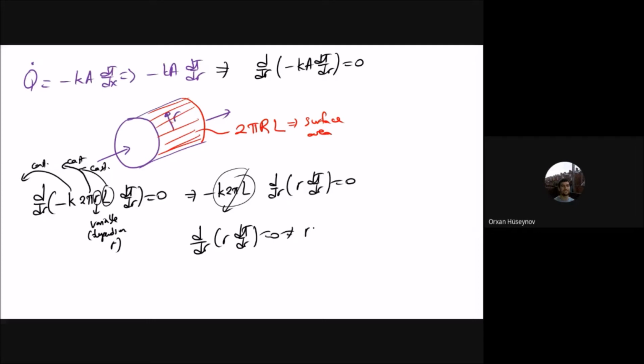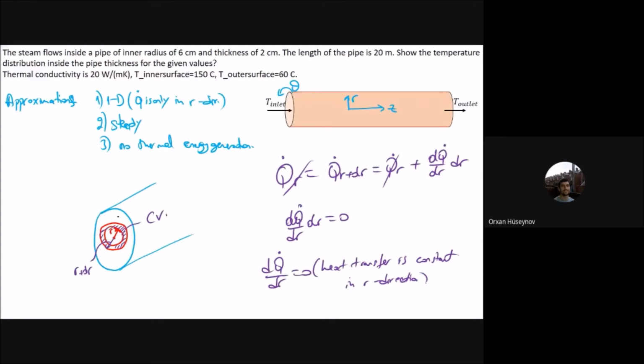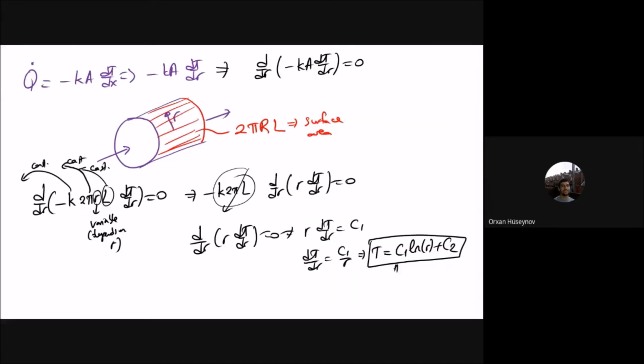And integrate it, you will have that r dT by dr is equal to constant C1, and dT by dr is C1 by r. And the temperature here will be, if you integrate it one more time, so you just divide it by r, and if you integrate this quantity one more time, you will have C1 ln r plus C2. That is the temperature variation inside this pipe thickness. So you have to remember that this is not about the pipe fluid here, it is all about the pipe wall.